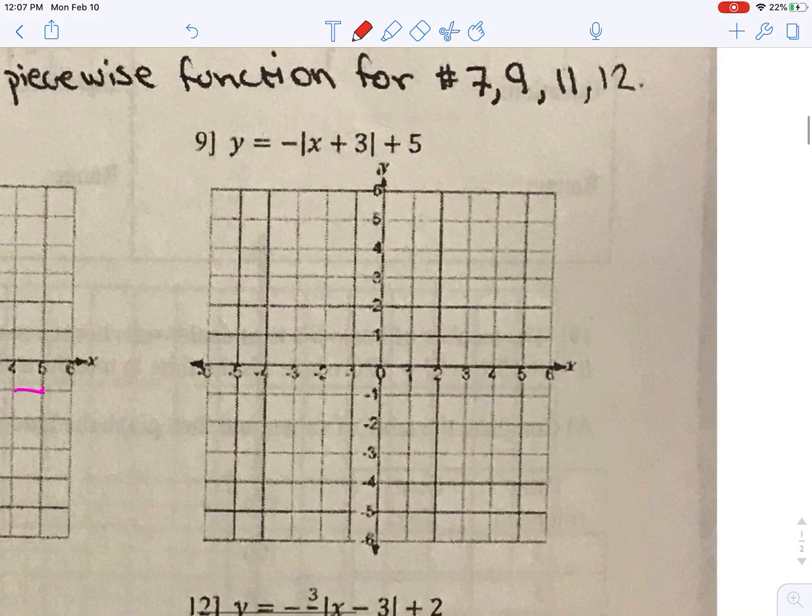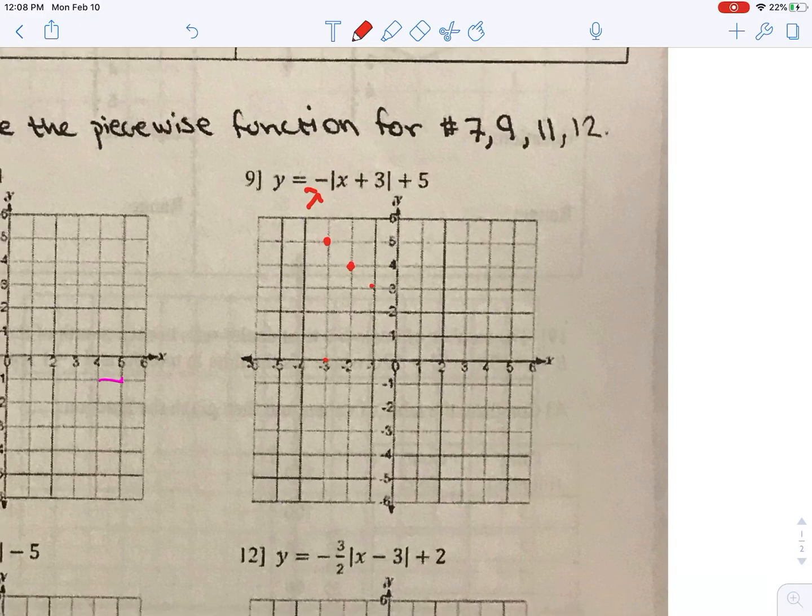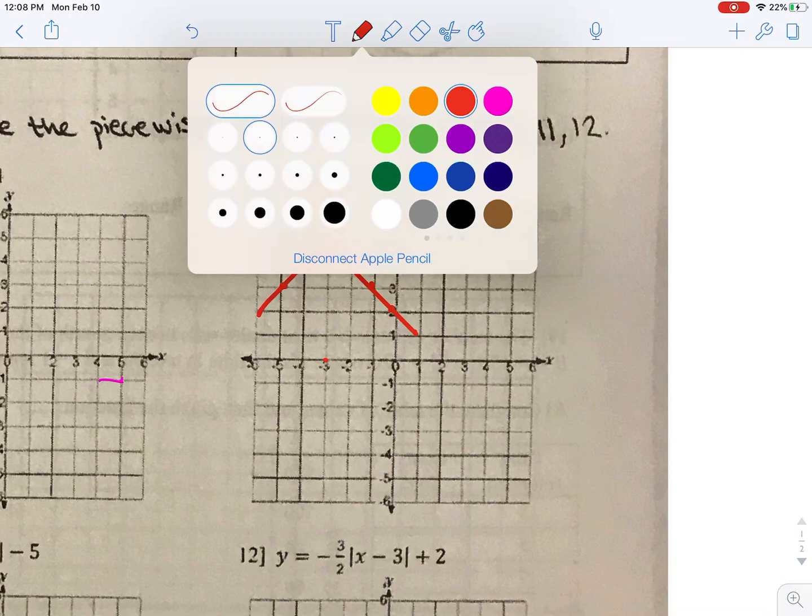Let's do 9. So for 9, I know that that 3 is opposite, so it's going to go left 3 and 5 up. And then this is going to make it a downward facing V with A equal to 1. So that's 1 over and 1 down on both sides. Okay, now I just need to graph both parts of it.